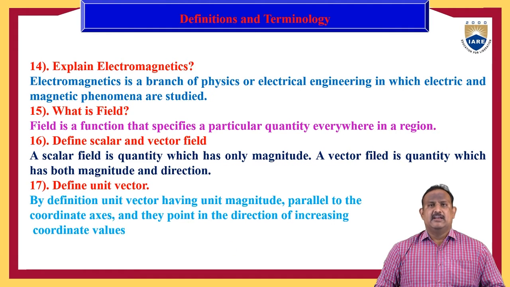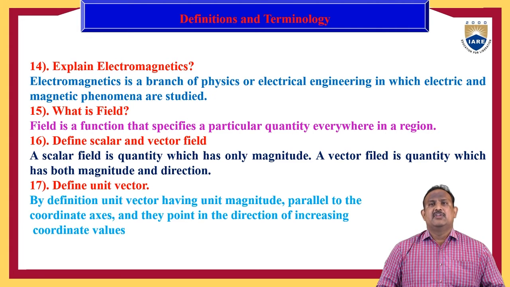So explain electromagnetics. Electromagnetics is a branch of physics or electrical engineering in which the electric and magnetic phenomena are studied, and it is known as electromagnetics.